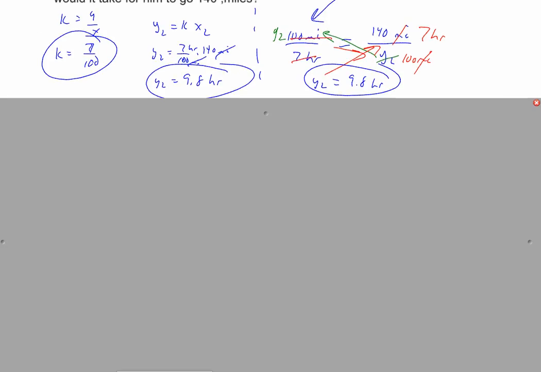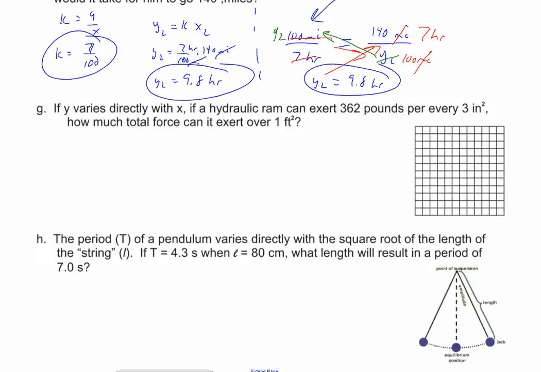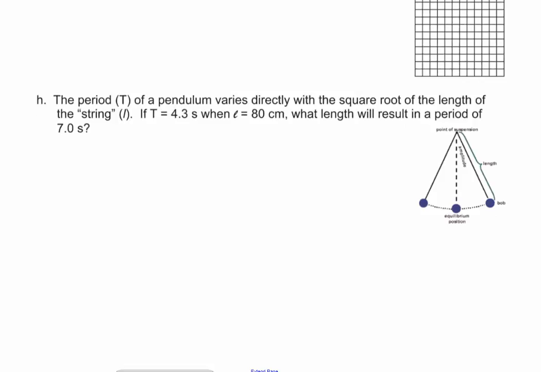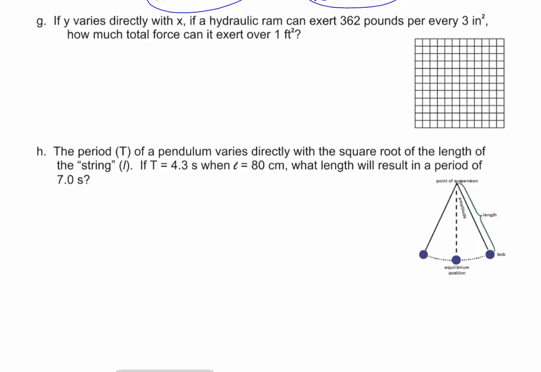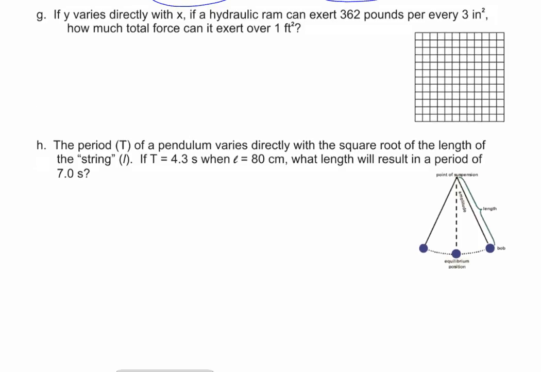All right, this second one has a twist here, and I want to get higher, so I'm going to get rid of my screen. So the second question: if y varies directly with x, if a hydraulic ram can exert 362 pounds per every 3 inches squared, how much total force can it exert over 1 square foot?